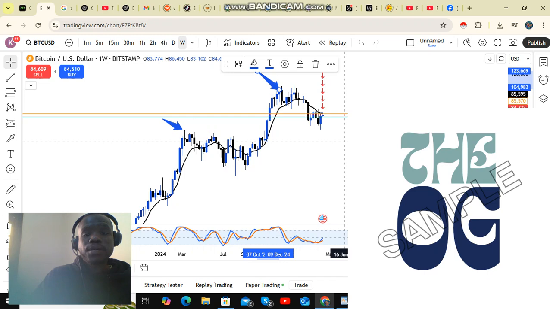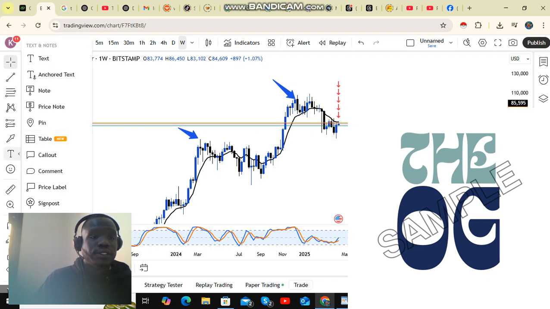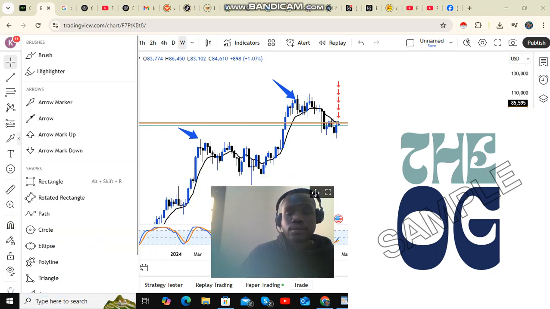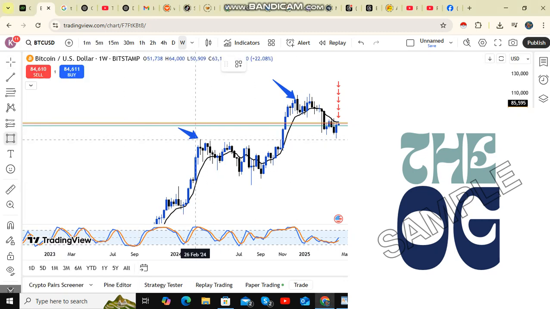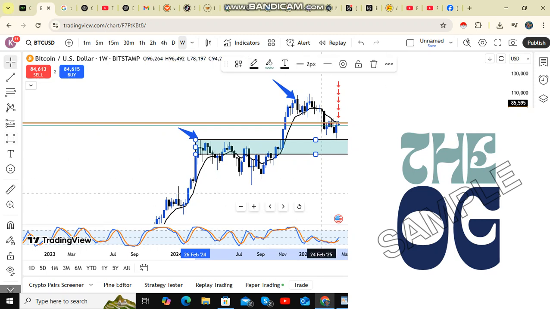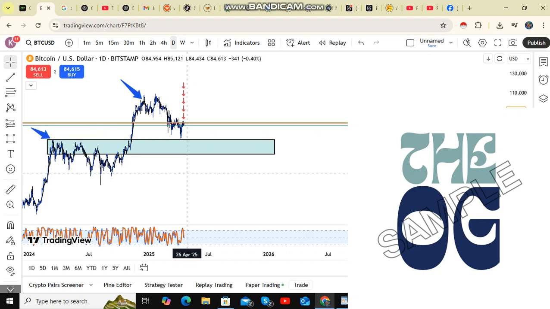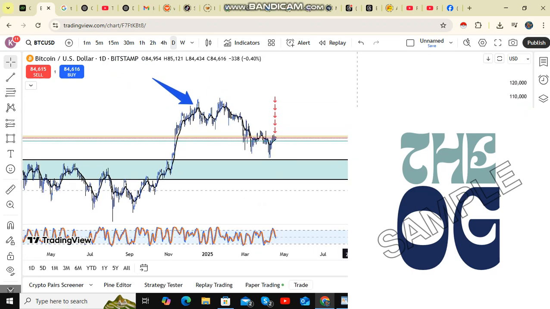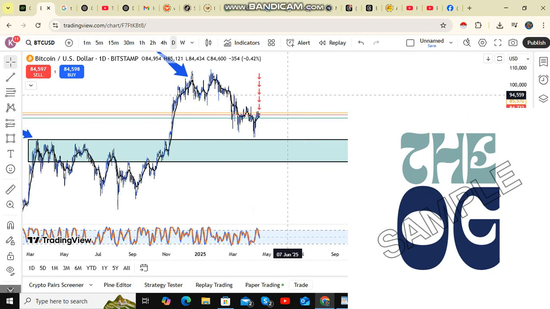Okay. So just by looking at this right here, we could already see that price is in this area. Let me move this. So we could already see that price is in this area right here. This demand zone. Right? So on the long term trade, this thing is getting ready to go up, okay?